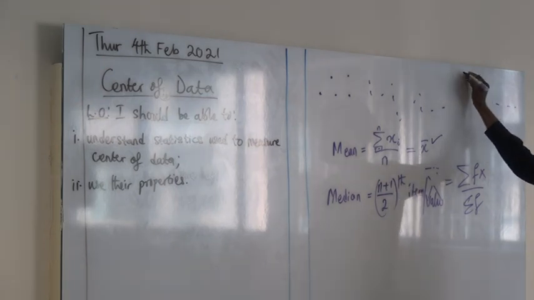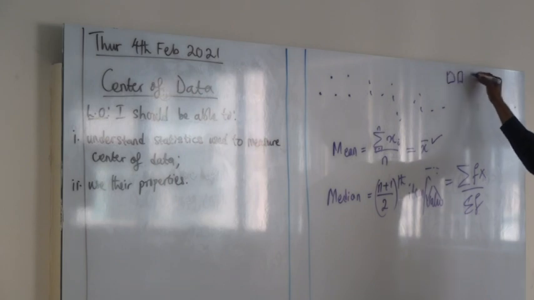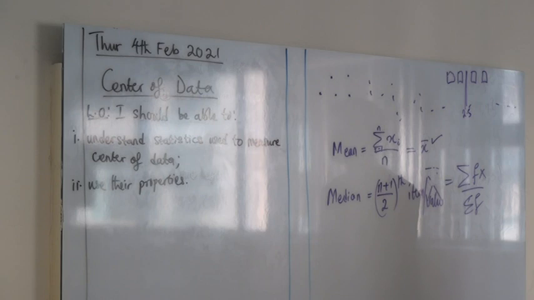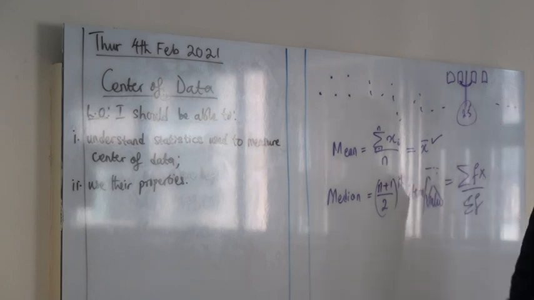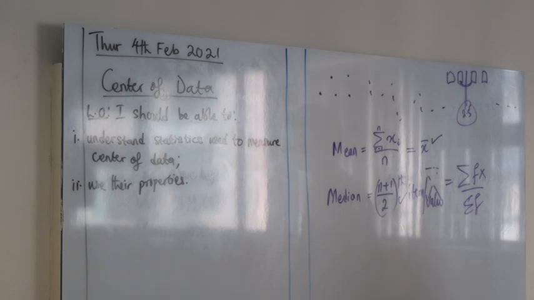And if it is even, it doesn't matter. Take 4 numbers. There will be 1 here, 1 here, 1 here, 1 here. The median is in position 2.5, which is the arithmetic mean of these two. How do you get 2.5 from 4? 4 plus 1 divided by 2. So this is the position of the median in any distribution.